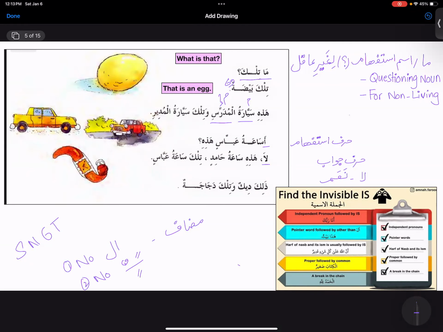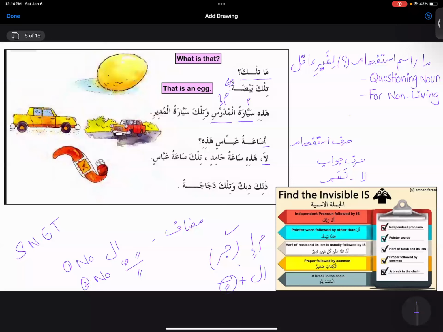What are the conditions for mudaf ilayhi? It is always jar in status. Only one condition. Can a mudaf ilayhi have al? Yes, it can. Can it have tanween? Yes, mudaf ilayhi can take tanween, but it should be jar in status. These are the conditions for mudaf ilayhi. Only one condition you need to remember, that it should be jar in status.